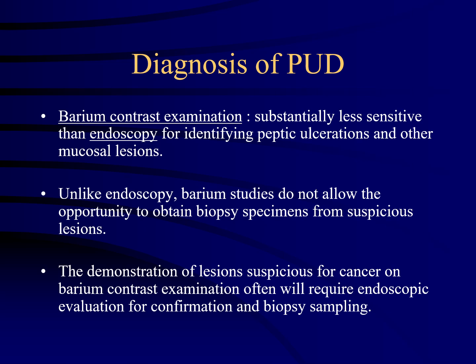Peptic ulcer disease is usually diagnosed using endoscopic examination. In the past, barium contrast examination used to be done, but it is less sensitive compared to endoscopy in identification of peptic ulcerations and other mucosal lesions. Unlike endoscopy, barium studies do not allow the opportunity to obtain biopsy specimens from suspicious lesions or to examine for Helicobacter pylori. The demonstration of lesions suspicious for cancer on barium contrast examination often will require endoscopic evaluation for the confirmation and biopsy sampling.